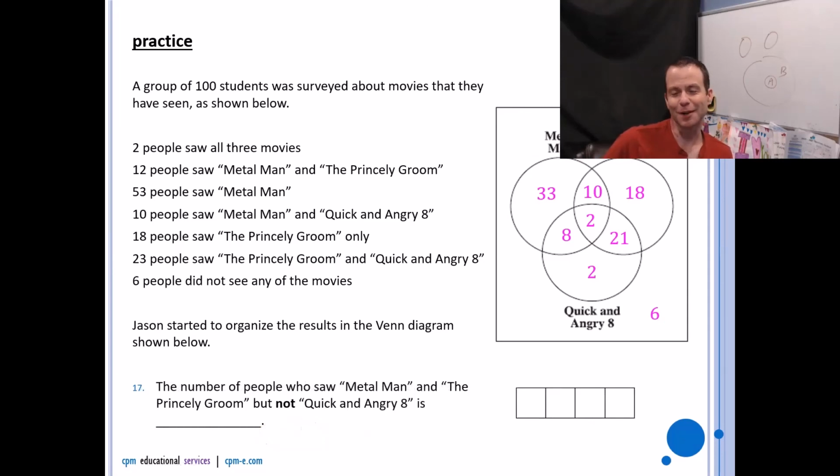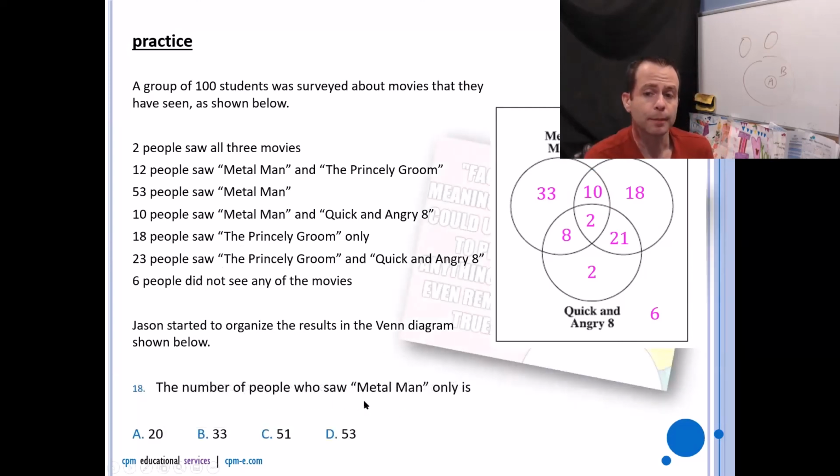The number of people who saw Metal Man and The Princely Groom, but not Quick and Angry 8. Metal Man and The Princely Groom would be this 12, but then not Quick and Angry 8, I'd have to take away the 2, so that would be just 10. This right here essentially represents, let me draw that for you, Metal Man and The Princely Groom, but has no connection with Quick and Angry 8. The number of people who saw Metal Man only, that's 33. It's in no part of another circle.